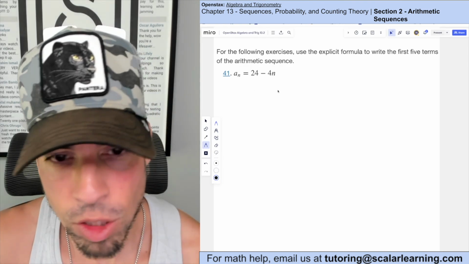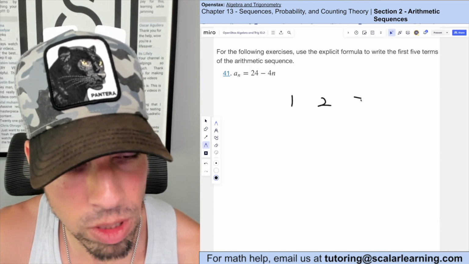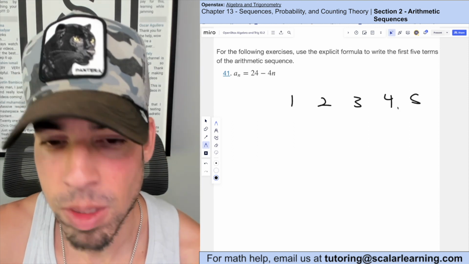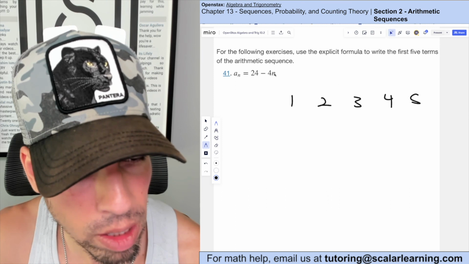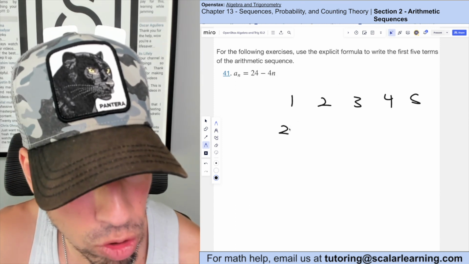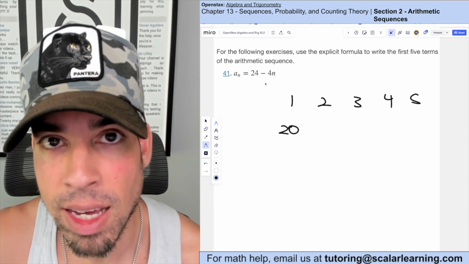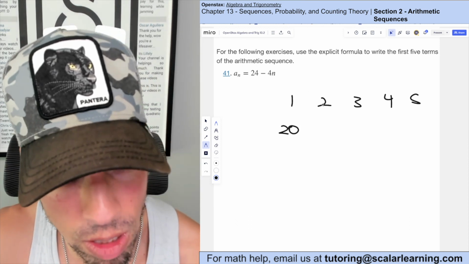Done. So for this one, we're given an explicit formula, and they want us to write out the first 5 terms of the sequence. So what I'm going to do is plug and chug 1, 2, 3, 4, and 5 into n. So when we plug in 1 for n, we get 24 minus 4 times 1, which is 20. And then you can see that every subsequent term, we're going to be subtracting 4. That's the common difference. Now verify it with this.